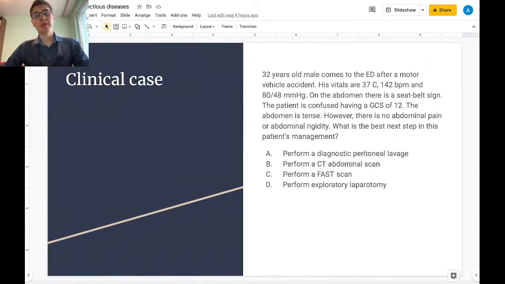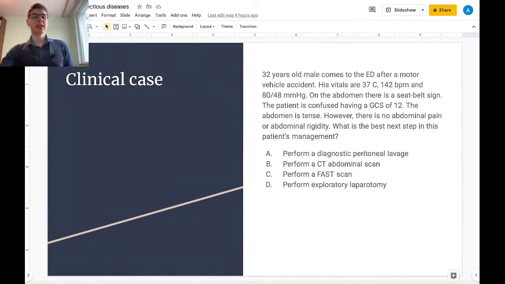On the abdomen there is a seatbelt sign. The patient has confusion with a Glasgow Coma Scale of 12. The abdomen is tense. However, there is no abdominal pain and there is also no abdominal rigidity.